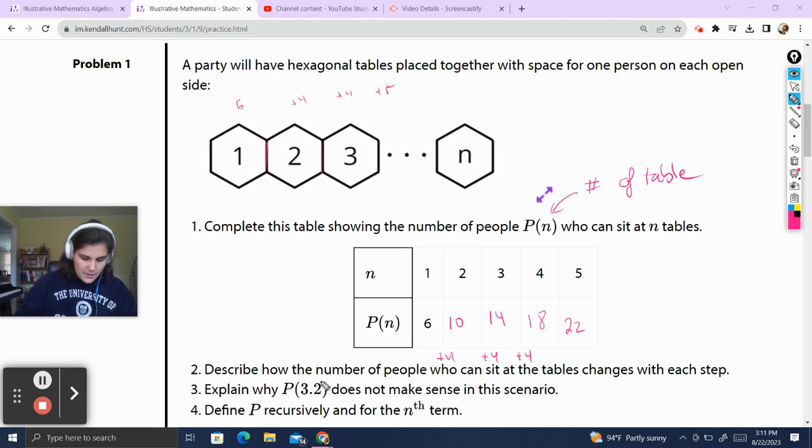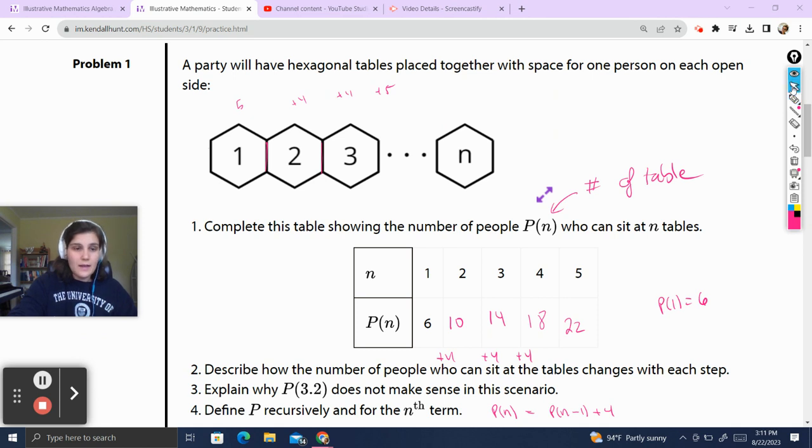4, define P recursively, and then for the nth term. So recursively means for one table, we're going to have P of 1 is equal to 6. So our function is going to be P of n is equal to P of n minus 1 plus 4.